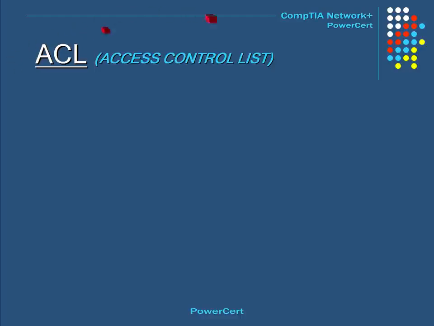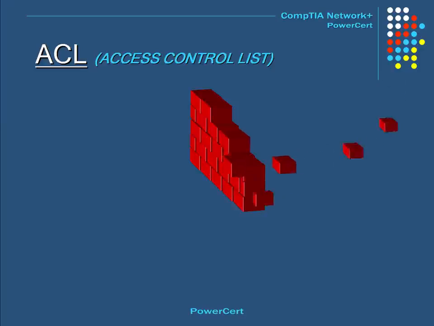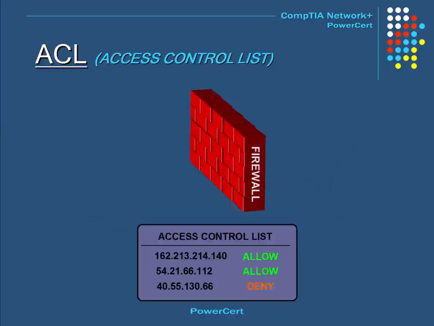And one way that a firewall controls the flow of traffic coming into and out of a network is through its Access Control List, or ACL. And the ACL is a list of rules on what can access the network. It either allows or denies permission.